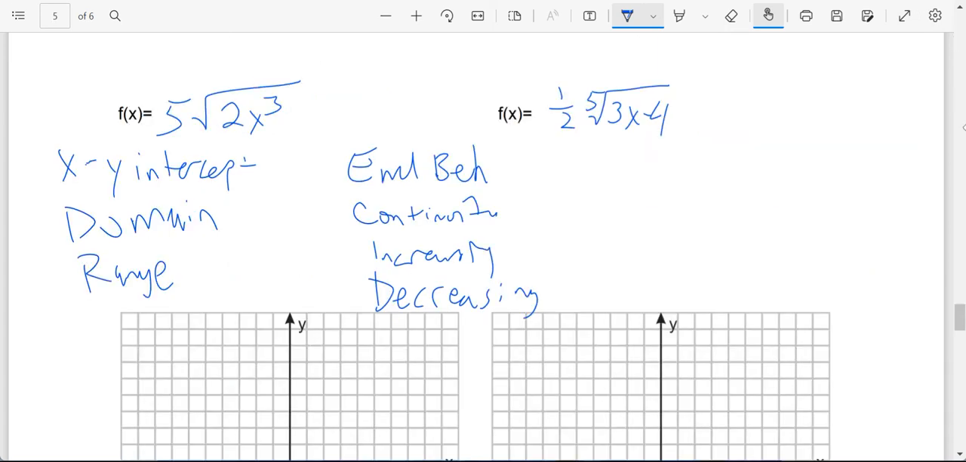So what I'd like you to do on your own, find all this lovely information: X and Y intercept, domain, range, end behavior, continuity, increasing, decreasing for these two functions and graph the function. Okay, see how you do on your own. I believe in you. And we'll go over it together in class.